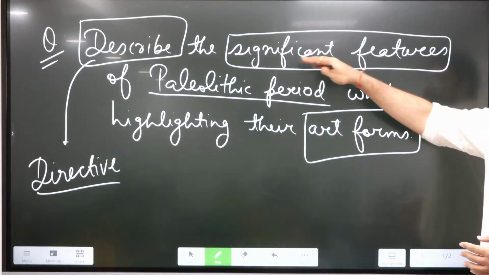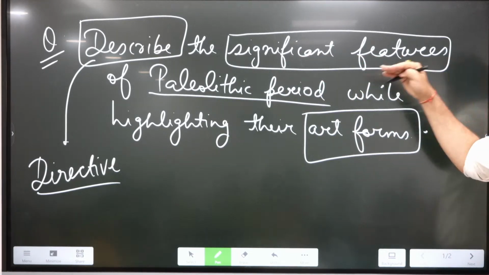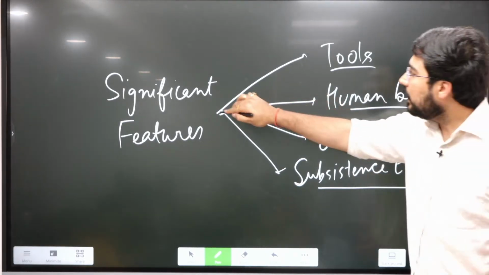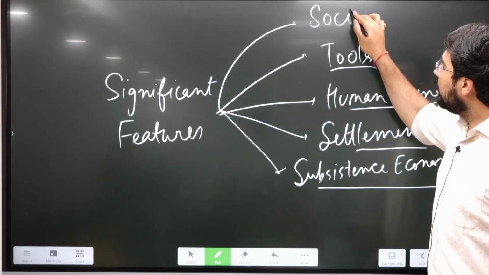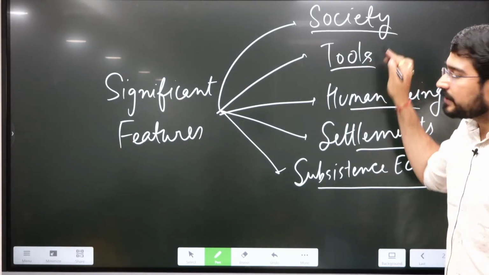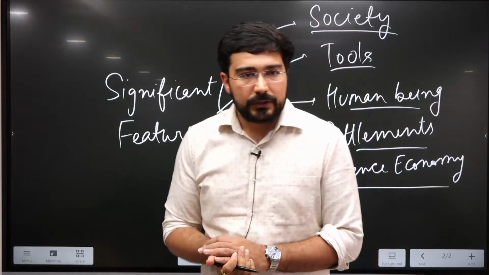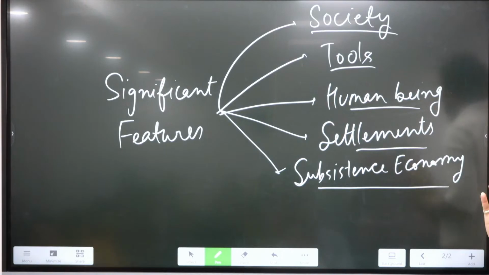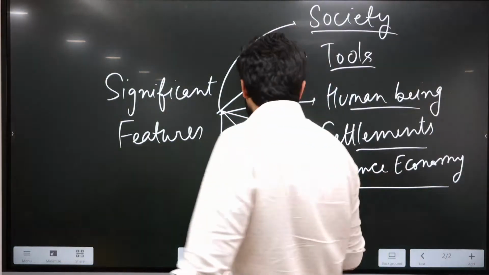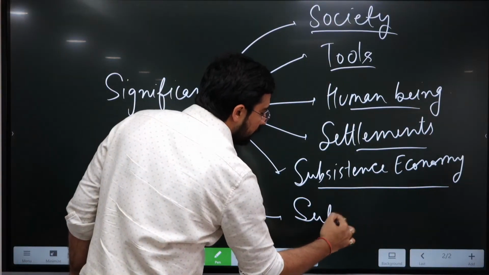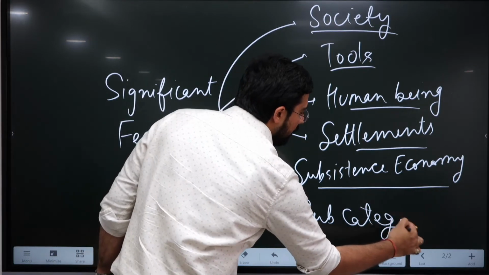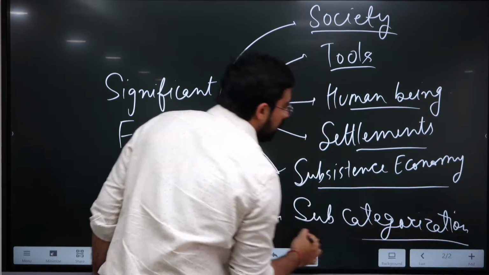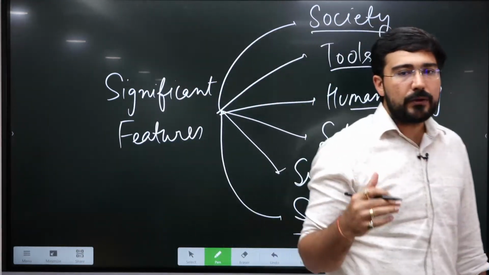Second, you have to mention the significant features. Whichever features you can think of, you have to mention here. You have to also mention their society, whatever features that we know. We had discussed that also. So these all will become your subheadings. Within this, you are going to mention a few points. Plus, you can also mention the sub-categorization of the Paleolithic period into lower, middle and upper Paleolithic. That you can write in the beginning itself.